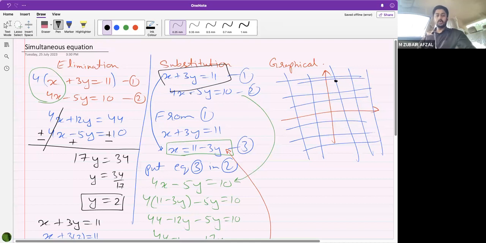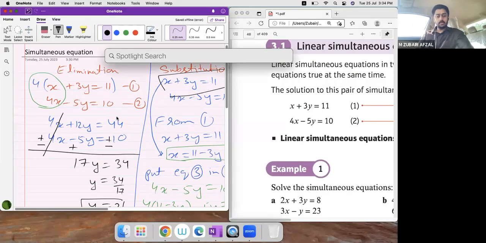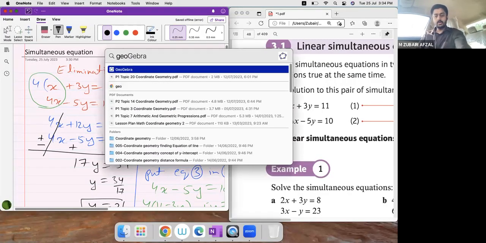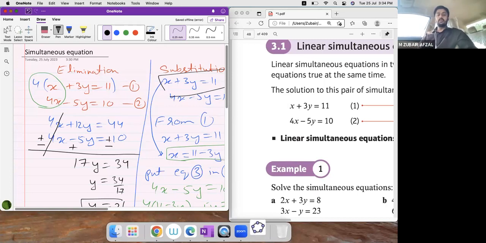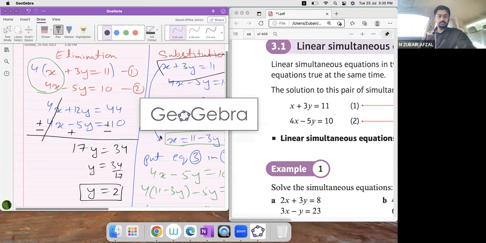So we will draw these two lines. And let me make it quick. Graphically, where these two lines intersect will be our solution.